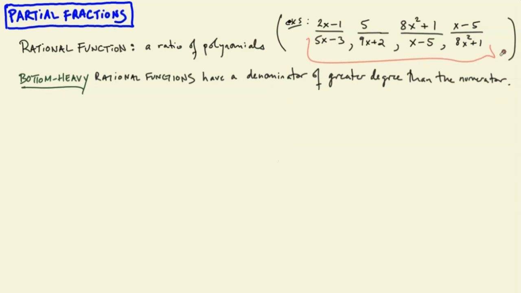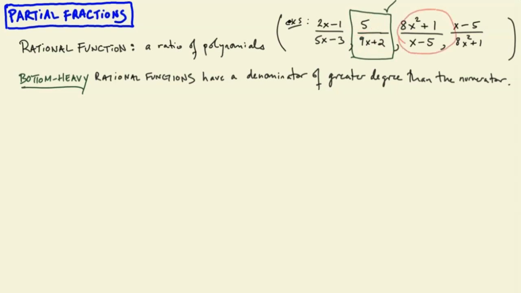So coming up to my 4 examples here, is the first one bottom-heavy? No, it is not, because the top and the bottom have the same degree. In a bottom-heavy rational function, the bottom has to have a strictly greater degree than the top. Okay, but when we look at our second example, we see this one is bottom heavy because its denominator is linear. It has degree 1. Its numerator is a constant, so it has degree 0.